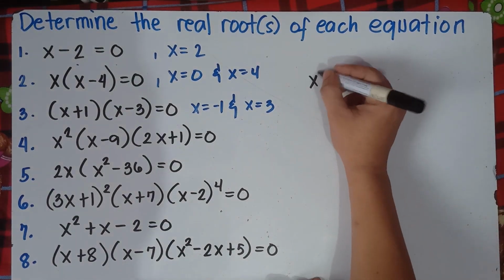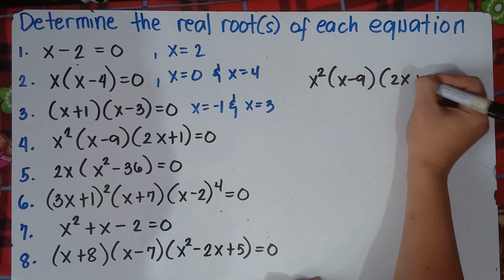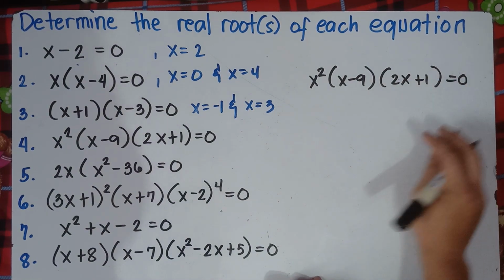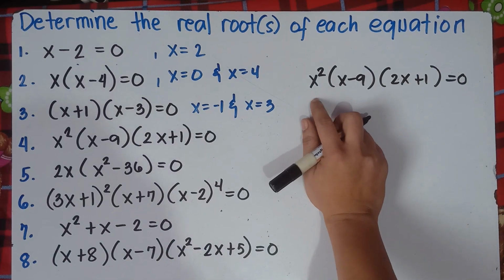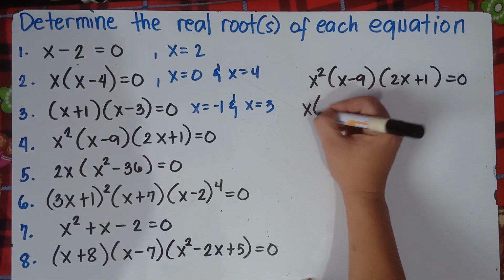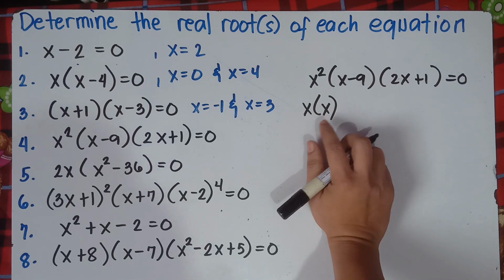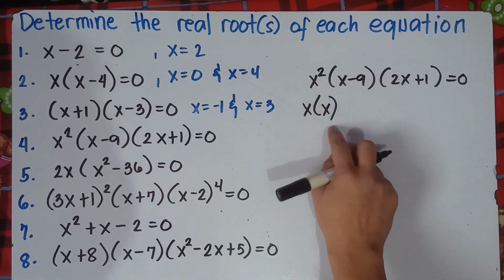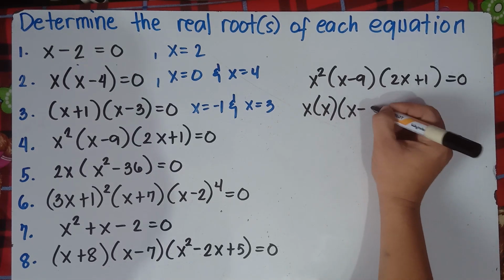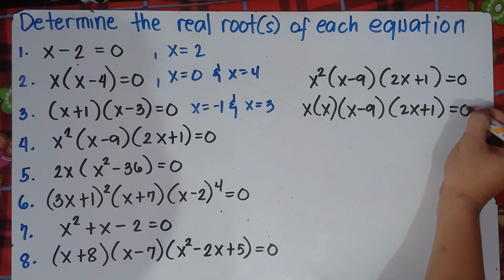We have x squared, x minus 9, then 2x plus 1 equals 0. Before equating this to 0, you check first, class, x squared. Can we simplify x squared? Yes, we can write it as x times x, that would be x squared. So we write x times x, then x minus 9, then 2x plus 1 equals 0.